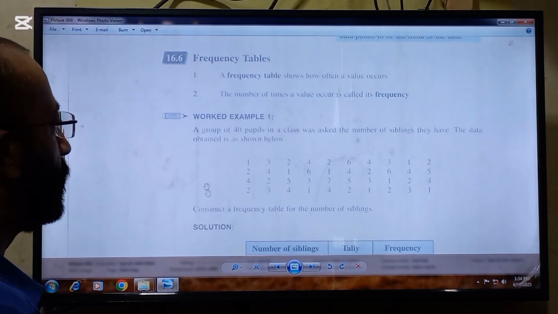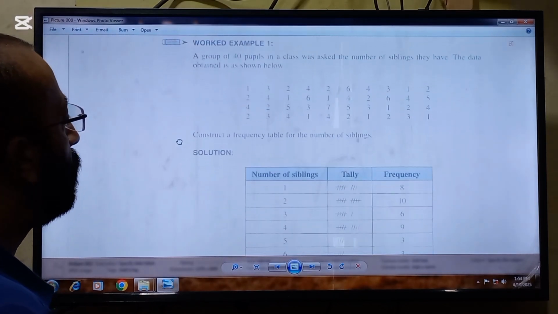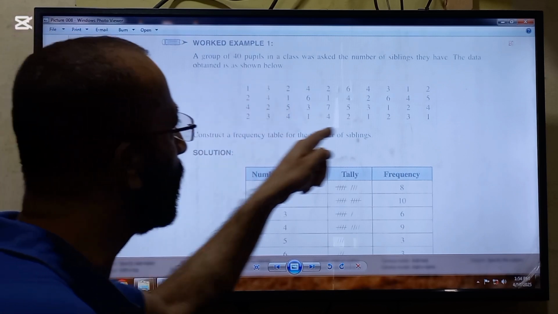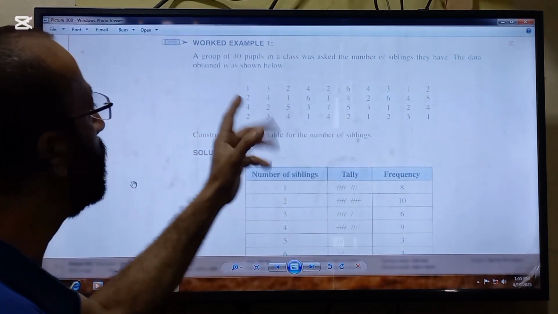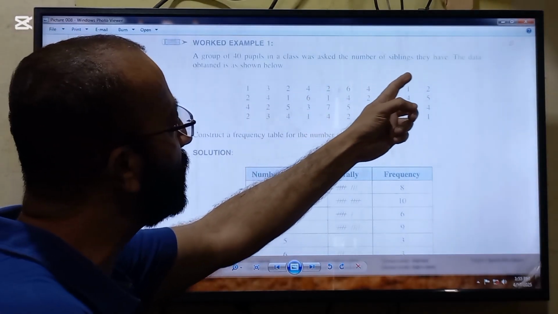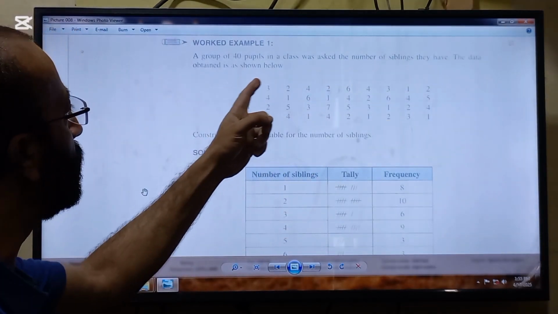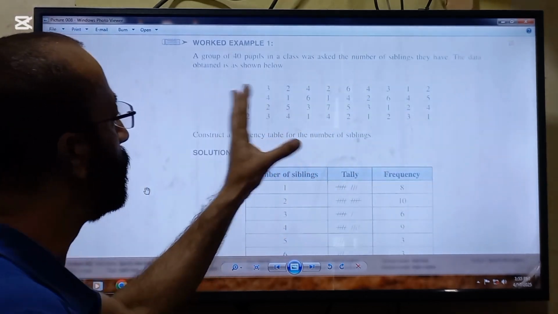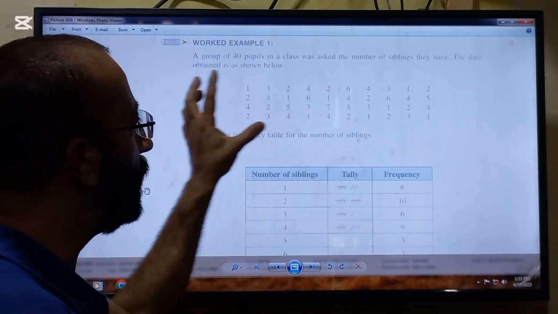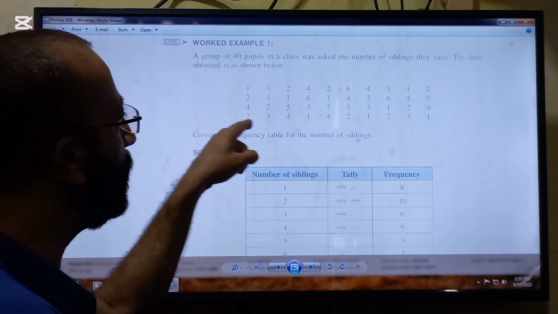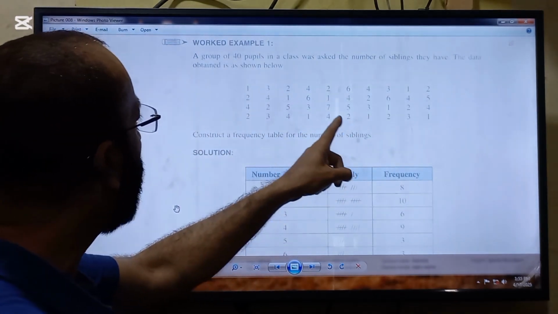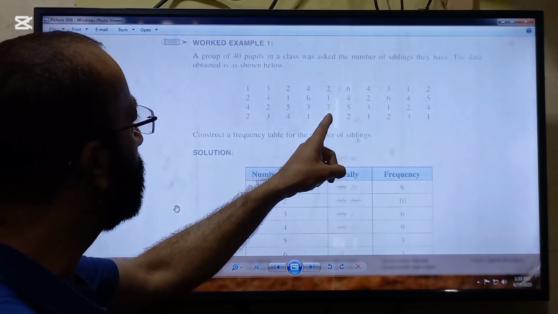So here is a question now that will make concepts clear. A group of 40 pupils in a class, so it means these are actually 40 numbers in total, was asked the number of siblings they have. The data obtained is as shown below. So this is the data of the 40 students. Construct a frequency table for the number of siblings is the requirement. If you can see in the table, the minimum value given is 1 and the maximum value is 7.